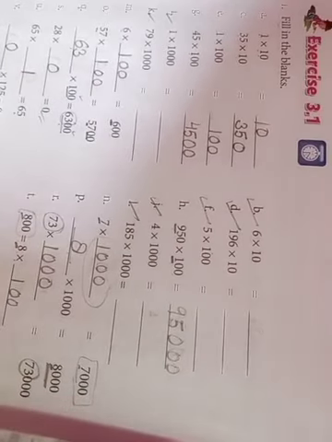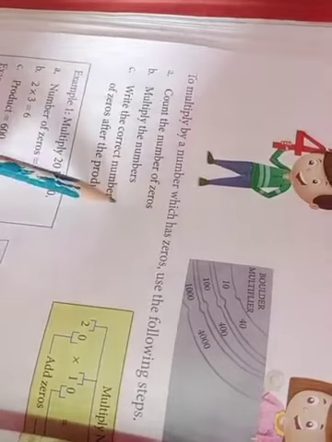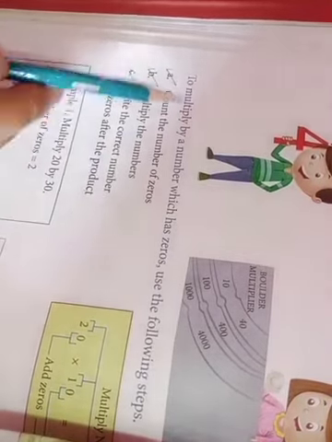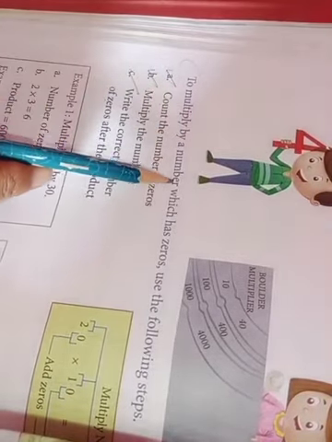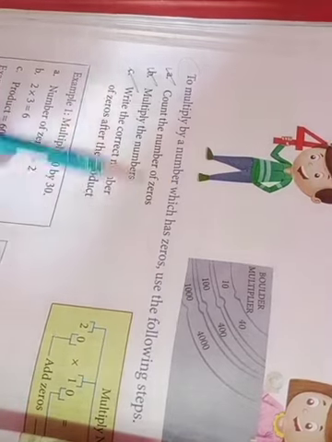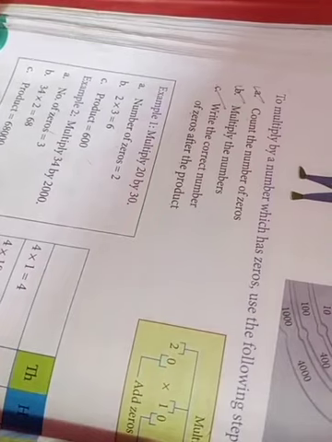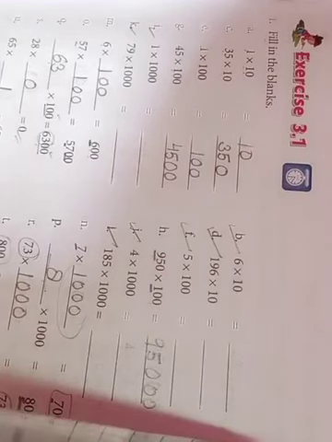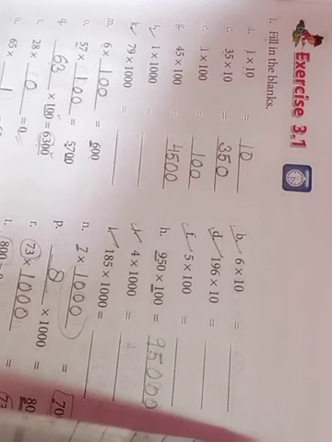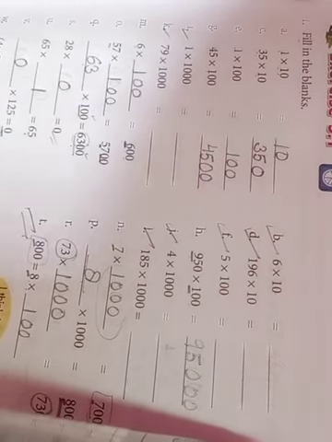Today you have to write these steps in your copy: A, B and C. Write the heading: to multiply by a number which has zeros, use the following steps: 1, 2 and 3, and examples from here. Then do exercise 3.1 in your copy from A to T. You have to do it in your copy.